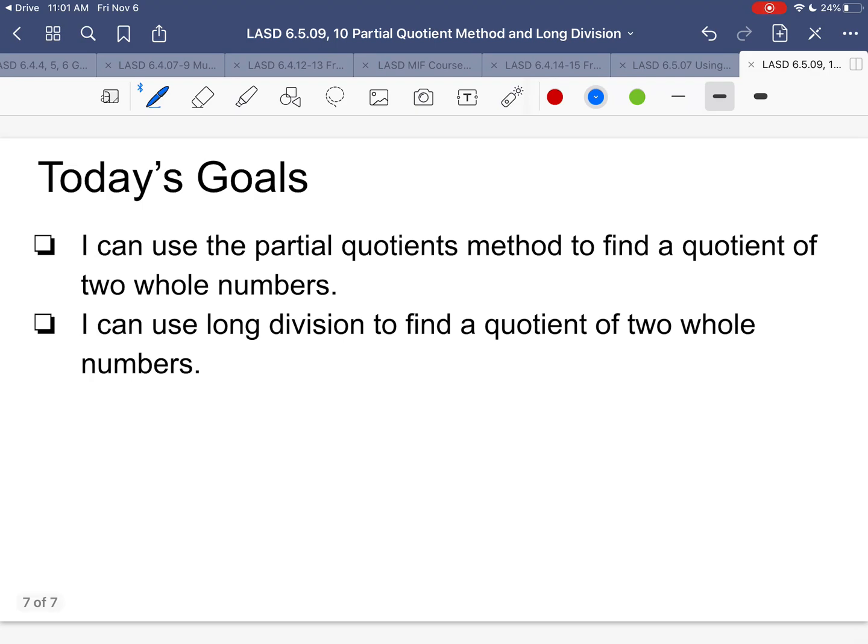So today you saw how to use the partial quotients method to find a quotient of 2 numbers and how to use long division to find a quotient of 2 numbers. And that's the end of today's lesson.